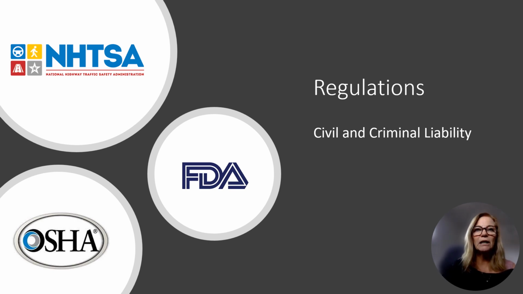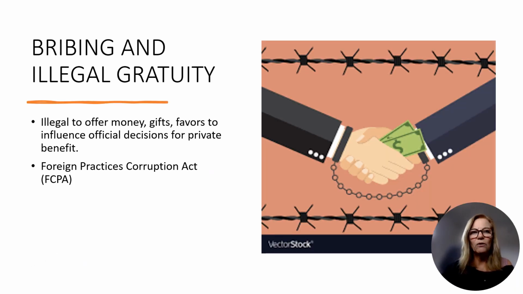So let's talk about just a couple of the more important white collar crimes. They're not more important, but that we see. One is bribery and illegal gratuity. So it's illegal to offer money, gifts, favors if you're going to try to influence official decisions for your private benefit. And one of these things has come down in the Foreign Corrupt Practices Act, the FCPA. And so that is one of the laws that we find a lot in these white collar crimes.